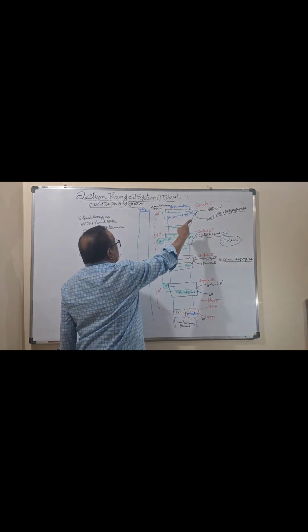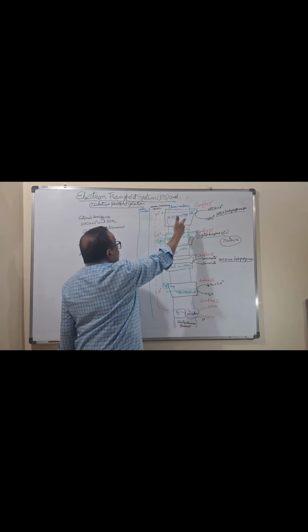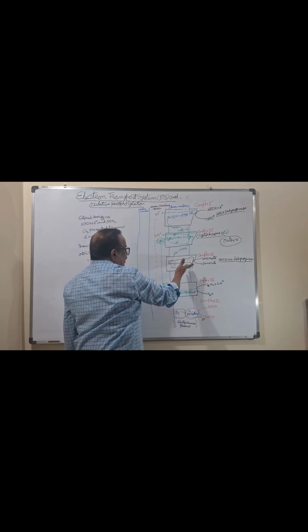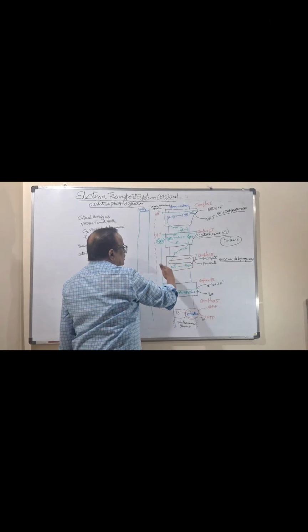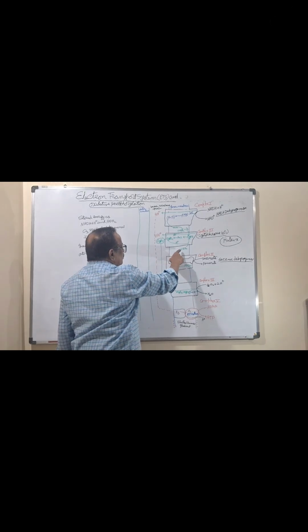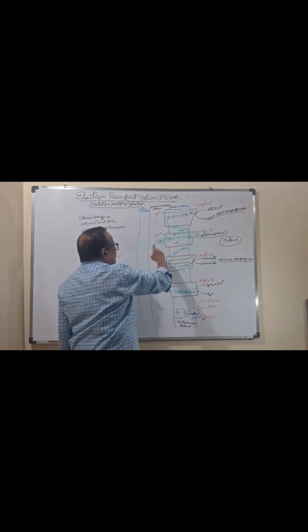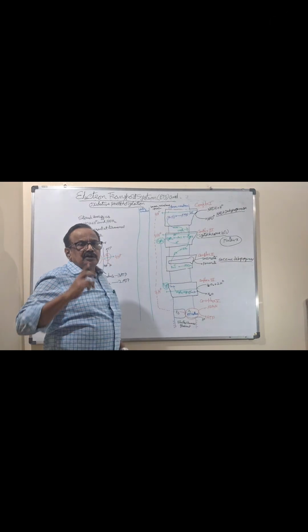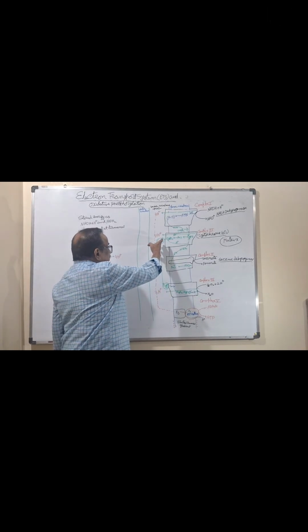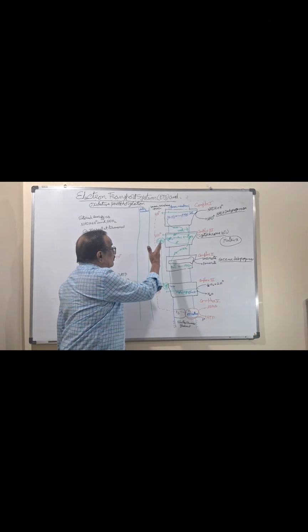But when it comes from complex 1, it pumps 4 protons into the inner membrane space. Whereas in complex 2, it is not pumping any protons, but it is sending the electrons to the ubiquinol, and it travels as usual. And finally, the electrons from cytochrome C1 will reach the cytochrome C, which is present outside of the inner membrane.